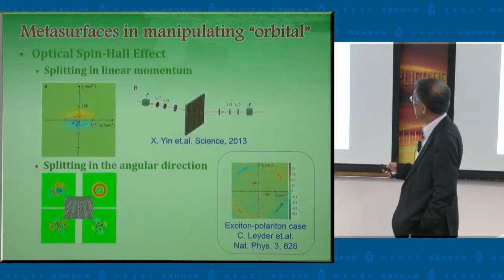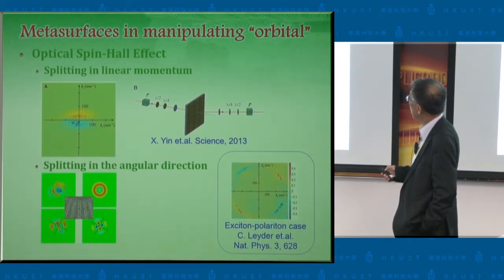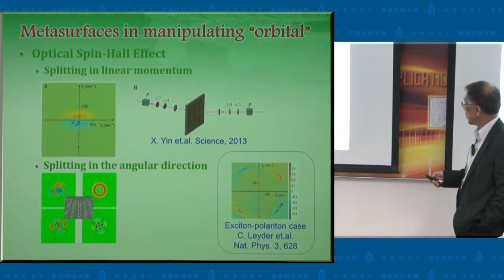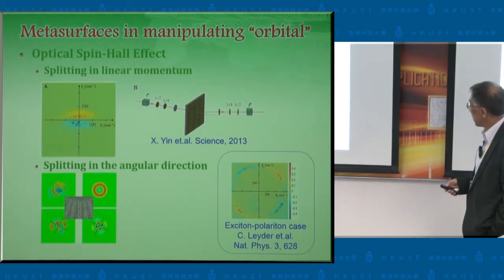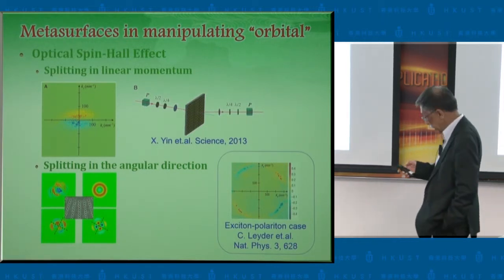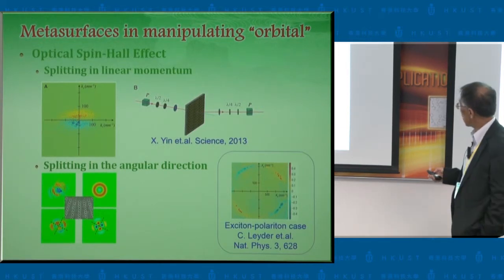Here there's another one doing a linear control, splitting the linear momentum into two, or doing the angular direction, guiding it into more circular polarization. Another one here is the exciton polariton case, again splitting it into right-hand and left-hand circular polarization.